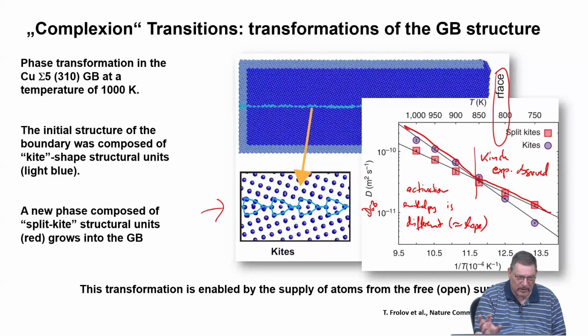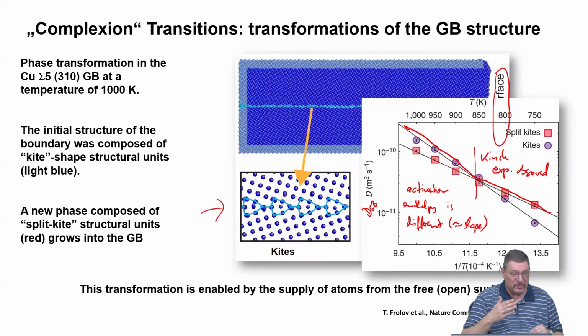And what you would get in general is, when you have a transformation occurring, you can always describe it as a front running through the system, right? So here it would basically go from, let's say, the split kite configuration would move along the boundary and would transform the kite transformation that has been present earlier.